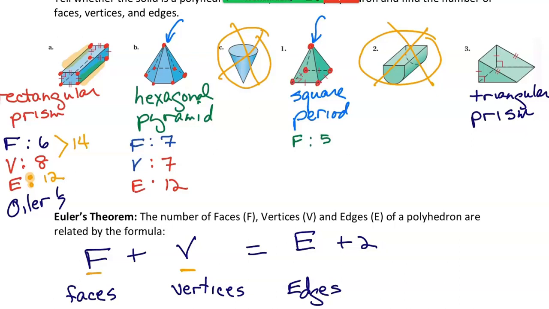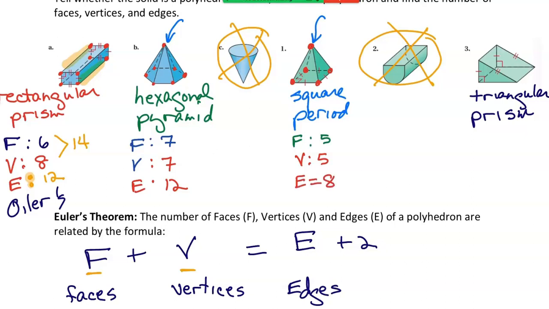Okay, that's 4, 5. So in terms of vertices, I also have 5. Okay, let's use Euler's formula. And I know that F plus V is 10. And I know that 10 equals E plus 2. So the edges must equal 8.